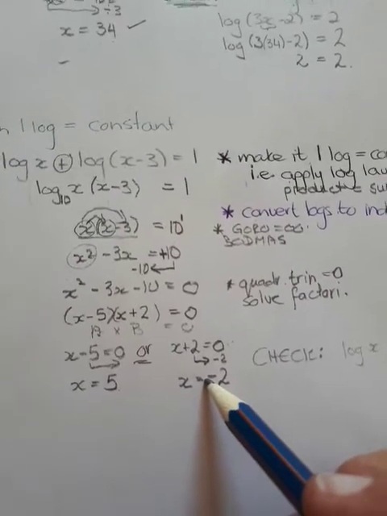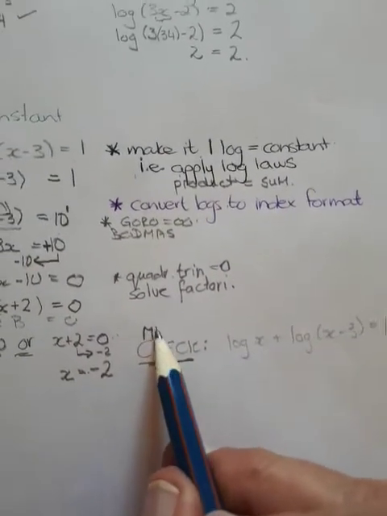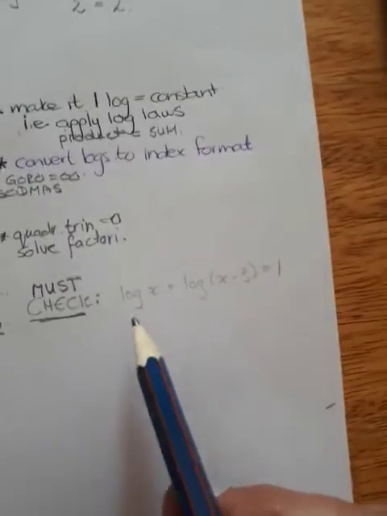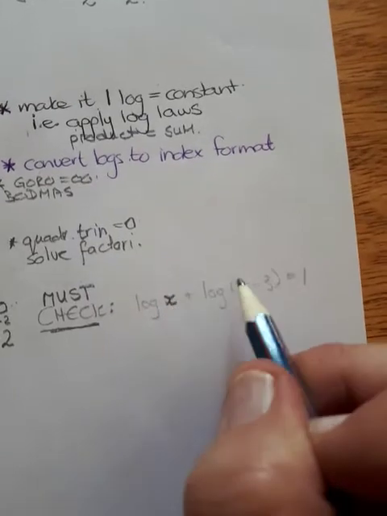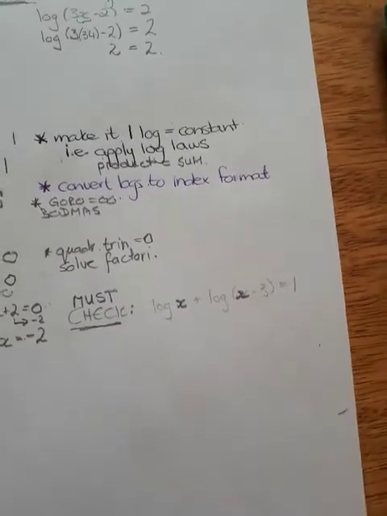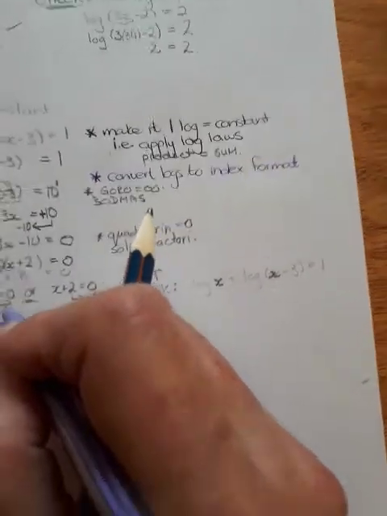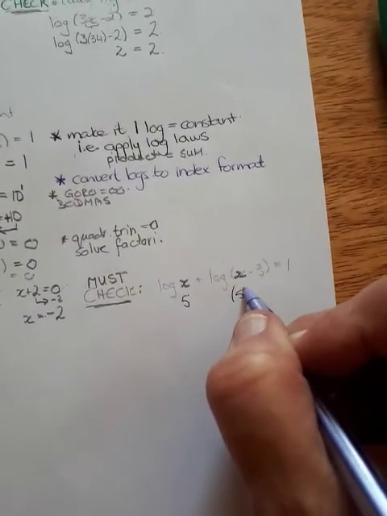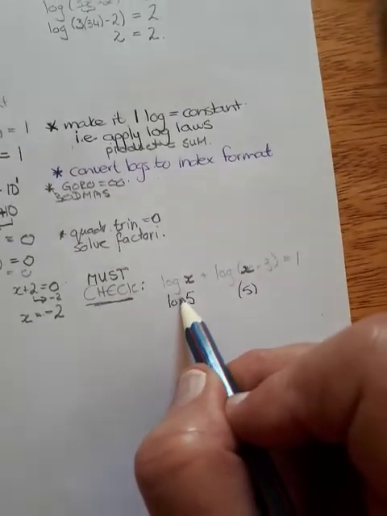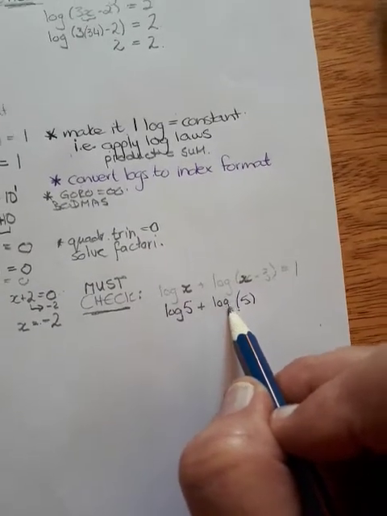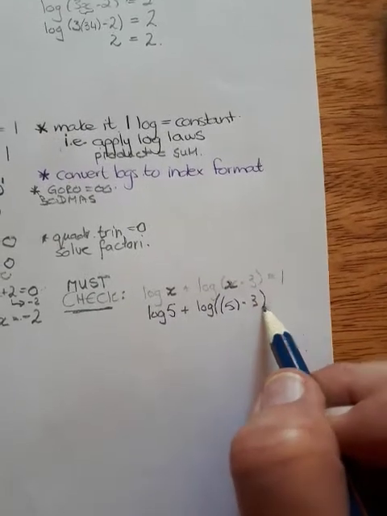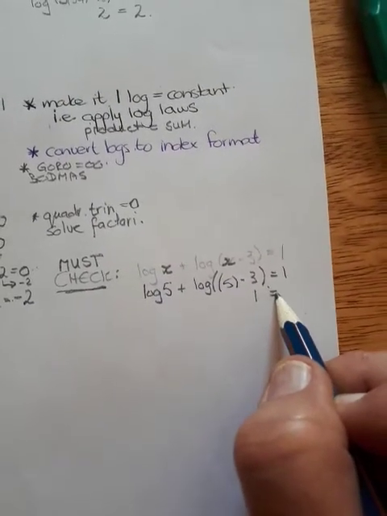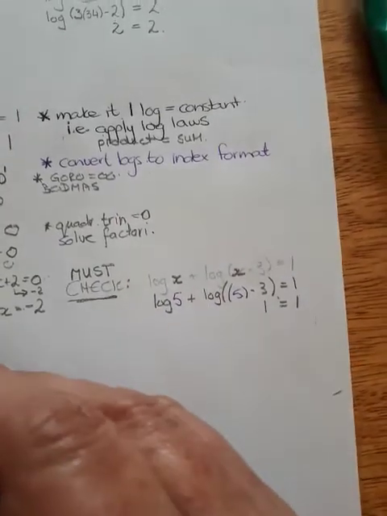But now, very, very important, once again, you must do your check, because we cannot take the log of any negative number. So let's do the log of 5. Substitute x in each case with the 5. We have calculated x being 5, so put 5 in there and put 5 in there. Then you have the log of 5 plus the log of 5 minus 3. If you put this into your calculator, it will give you an answer of 1 equals 1. So 5 is a possible solution.